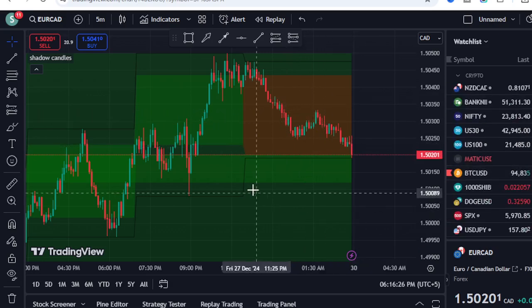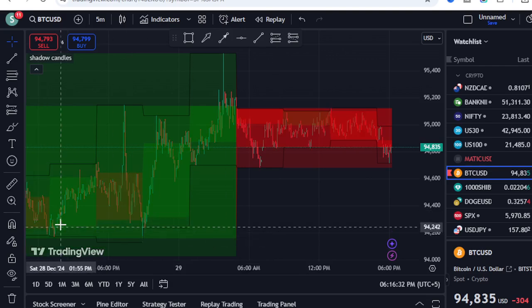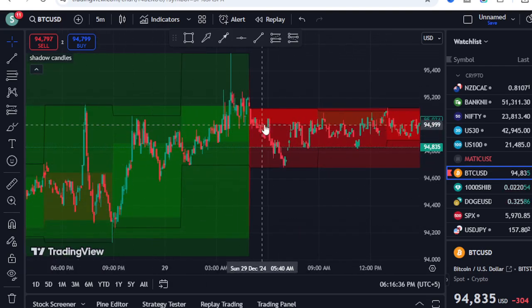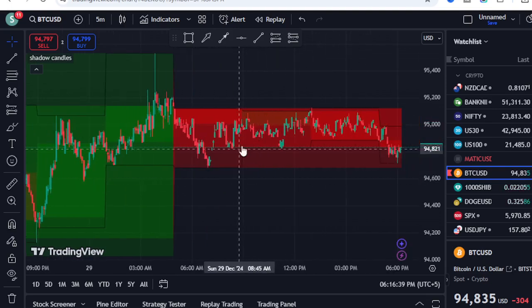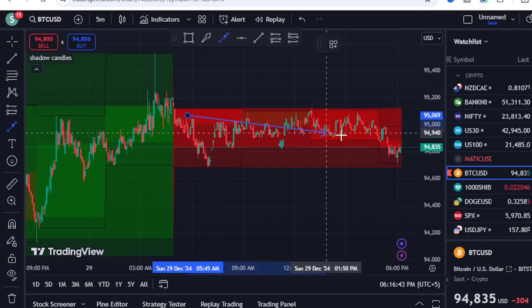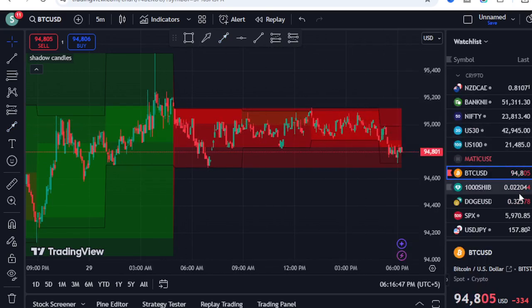Today it's Sunday while I'm recording this video, so let's go to Bitcoin. For example, on Bitcoin you can see we have some bearish blocks, bullish blocks, and then it is still keeping the bearish block. And if I draw the trend line like this, you can see the price is actually dropping, and the price is also ranging.